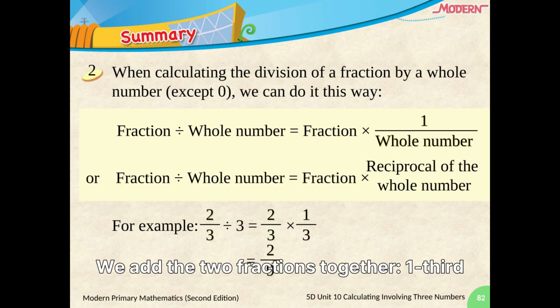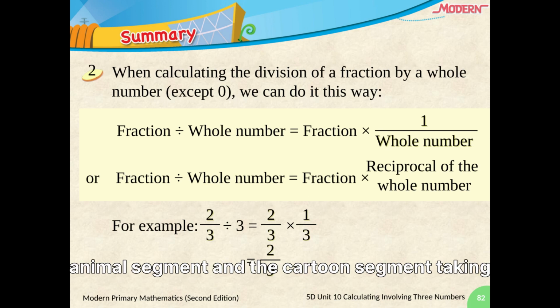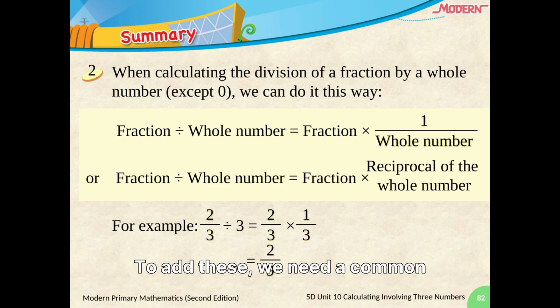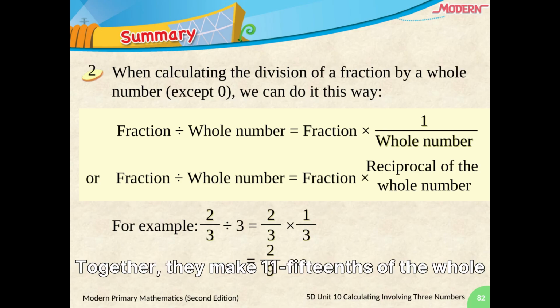We add the two fractions together, 1/3 plus 2/5. Look at the bar model. It shows the animal segment and the cartoon segment taking up most of the total bar. To add these, we need a common denominator of 15. 1/3 is 5/15 and 2/5 is 6/15. Together, they make 11/15 of the whole pack.